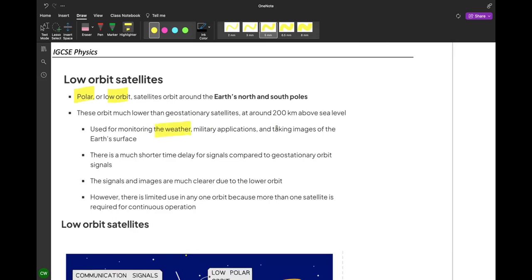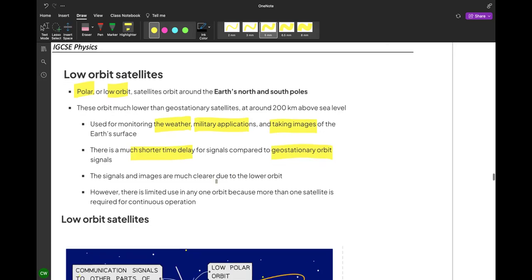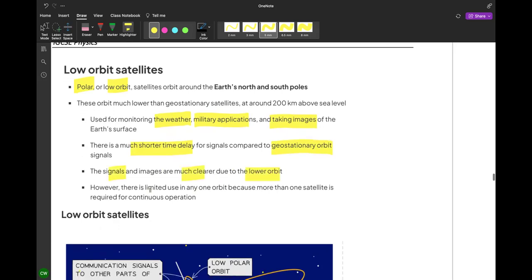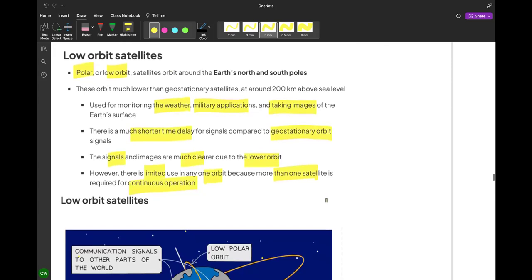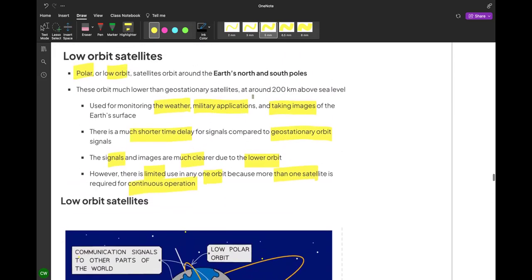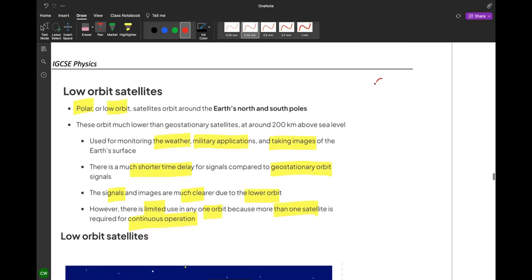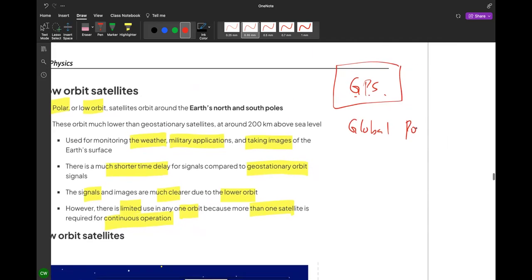It monitors the weather, military application, taking images, with shorter time delay compared to the geostationary orbit. Signals are clearer in low orbit, but it is limited to one orbit, so more than one is required for continuous operation. Do you know about GPS? What is GPS? Global Positioning System, satellite navigation.